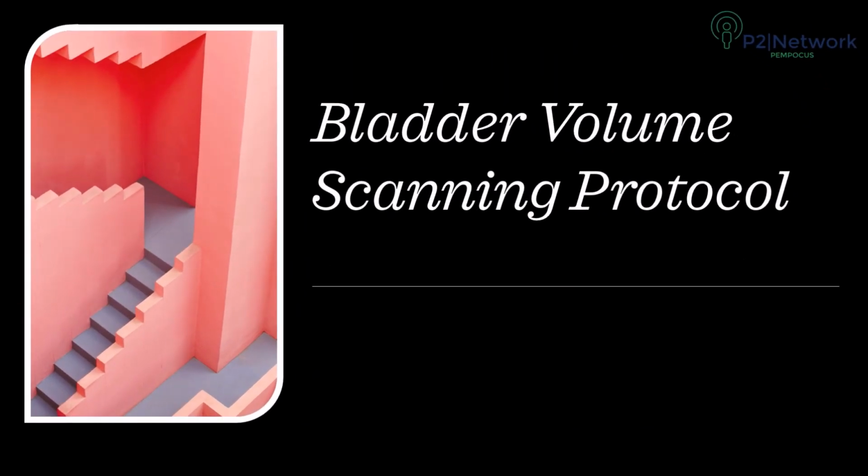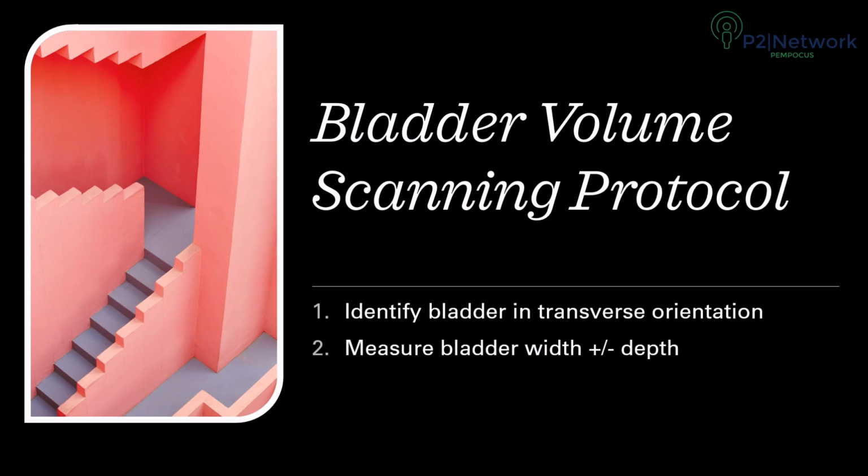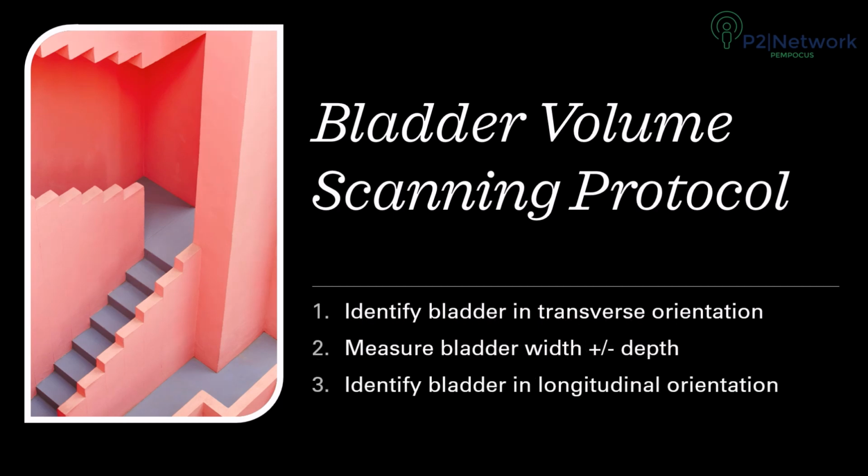Let's talk about the scanning protocol. So for bladder volume, first you'll identify the bladder in the transverse orientation I just described. You'll fan through the bladder to find where it appears the largest. Freeze a still image of the bladder there, and use your calipers or your machine's bladder volume calculation tool to measure the bladder width. You will then identify the bladder in the longitudinal or sagittal orientation and take an additional measurement of the bladder height.